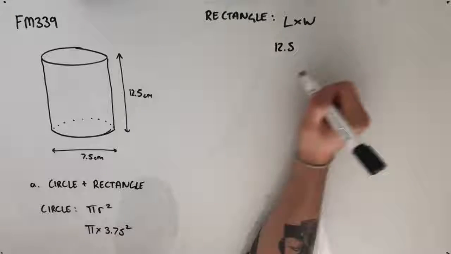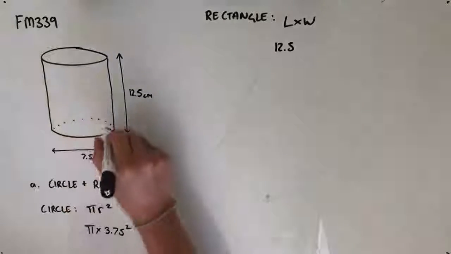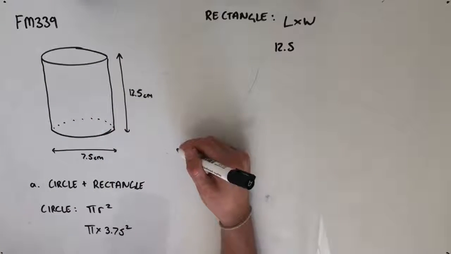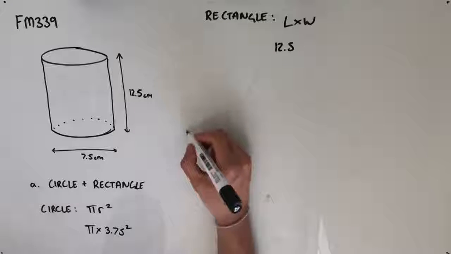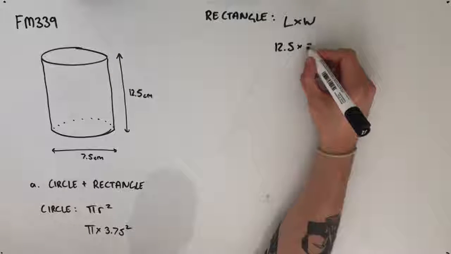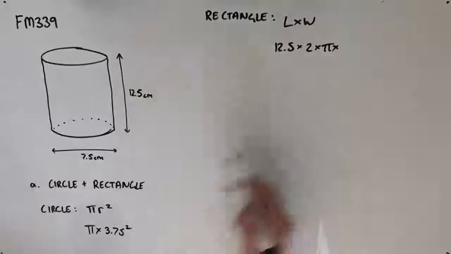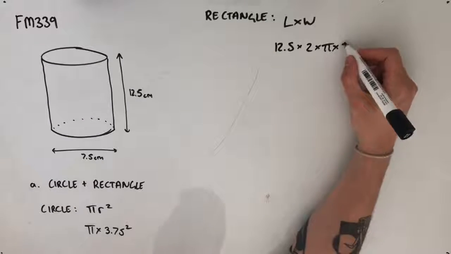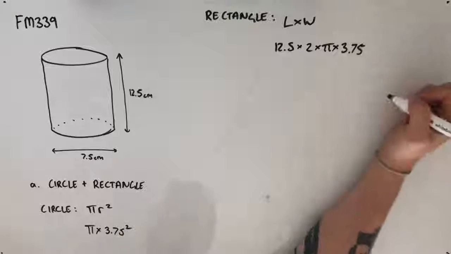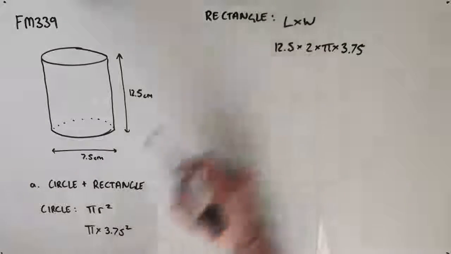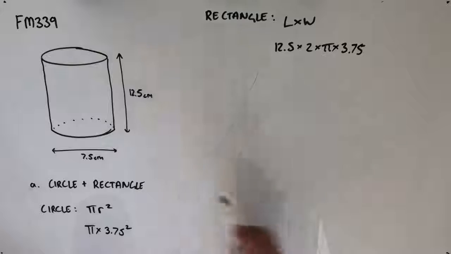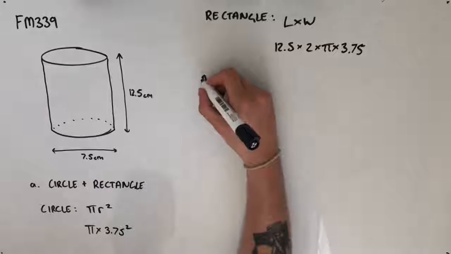And we're going to use the circumference of a circle to figure out the other dimension of our rectangle. So we're used to dealing with 2 times pi times r. So we get 2 times pi times, and then like we saw down here, the radius that we'll be working with is 3.75.